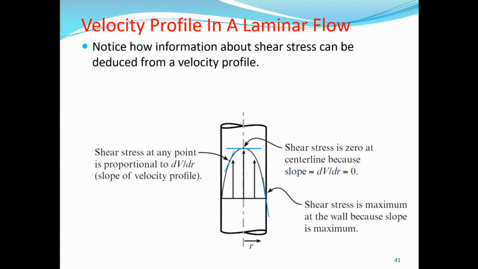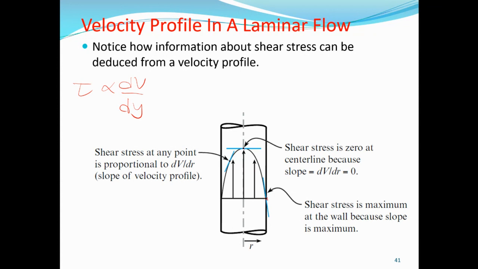This is the same pipe in which water is flowing. I mentioned before, shear stress is maximum at the wall because the slope is maximum. Because shear stress, if you remember, is proportional to the slope of the velocity profile. And this is the velocity profile. So the slope is greatest at the wall, and that is why shear stress here is maximum.